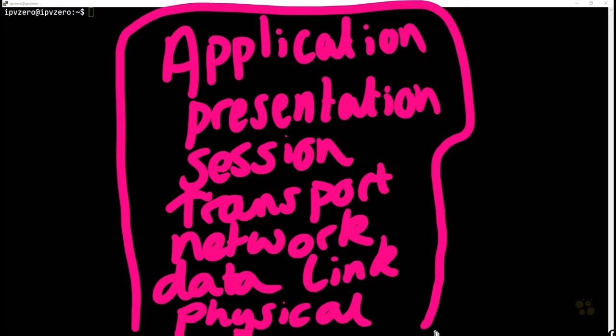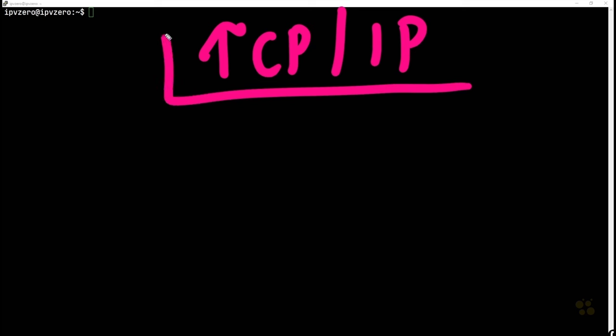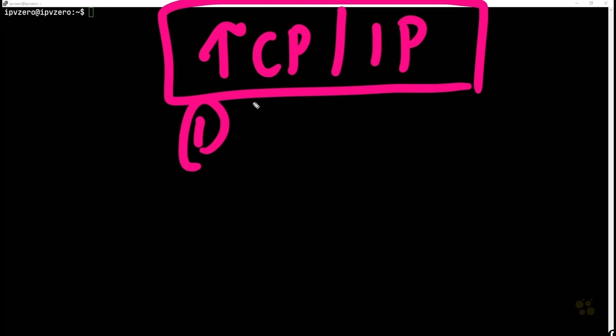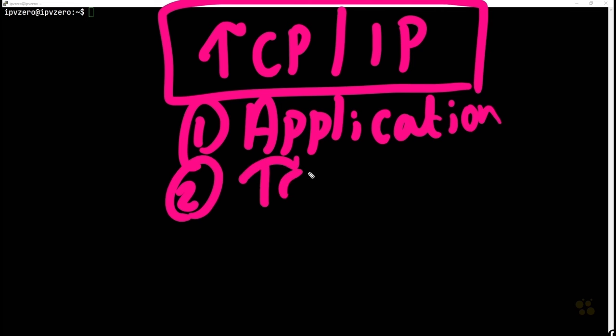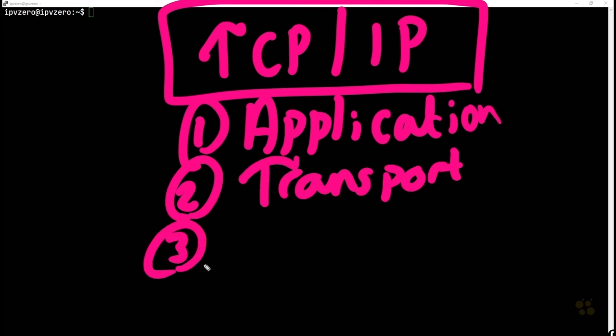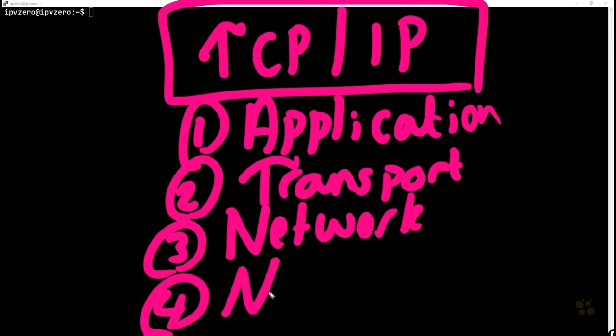Now, the same concepts have been simplified and, in some cases, I should say, aggregated together in what is called the TCP/IP model. Now, with the TCP/IP model, we only have four layers. Like I say, it's more simplified and greatly abstracted. So, the top layer, we still have the application layer, then we jump to the transport layer, and then the network layer, sometimes known as the internet layer, and then the network access layer.